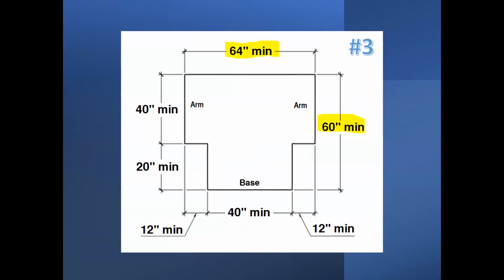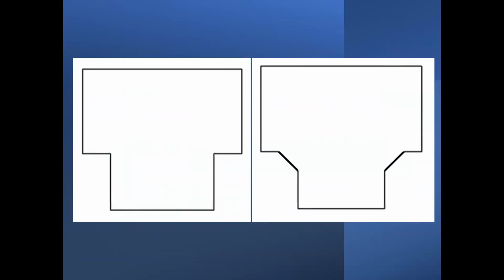Option number 3 is a T-shaped space 64 inches wide and 60 inches deep, with two arms and one base 40 inches minimum in width. Each arm shall extend 12 inches minimum from each side of the base, and the base shall extend 20 inches minimum from each arm. Turning spaces shall be permitted to include knee and toe clearance of either the base or one arm. For option number 1, the base or the arm is the portion beyond the chamfer.